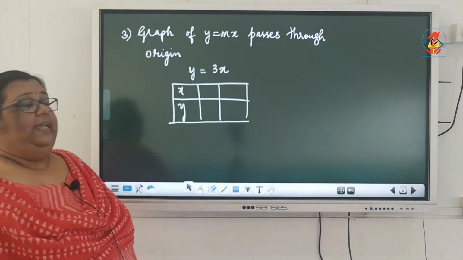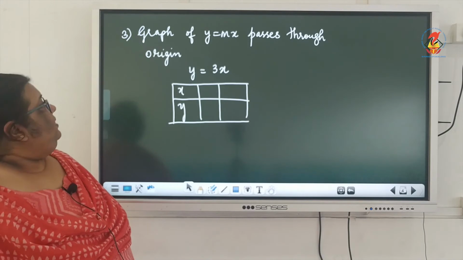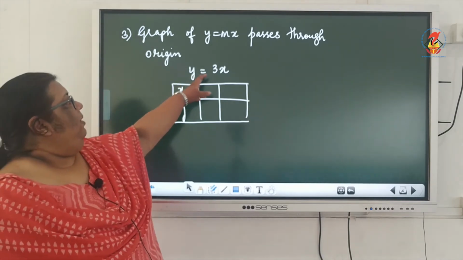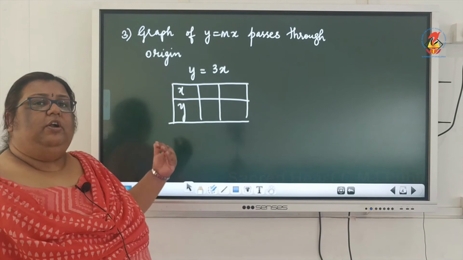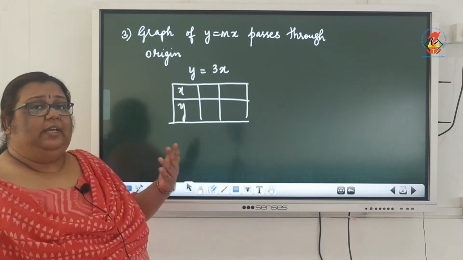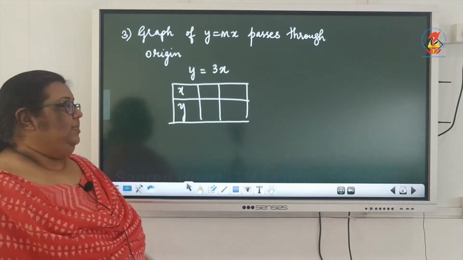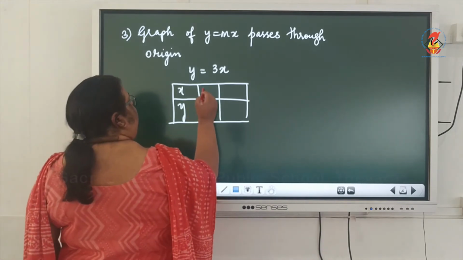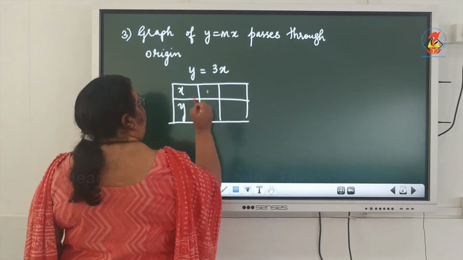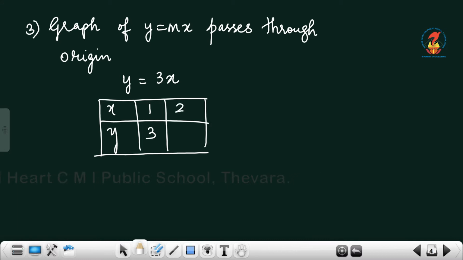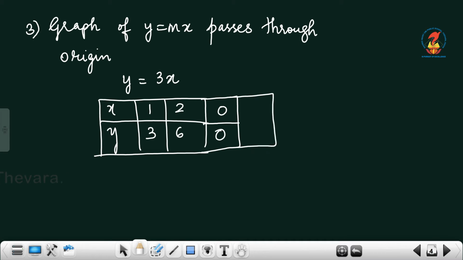Now the graph of y equals mx passes through the origin. For example, y equals 3x. You have drawn the graph of these type of equations, y equals 5x, y equals 3x, y equals mx. That means if I take the value x as 1, y will be 3. If x is 2, y will be 6. If x is 0, y will be 0. If x is -1, y will be -3.